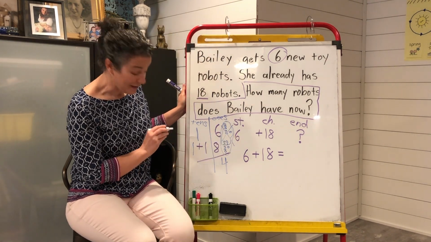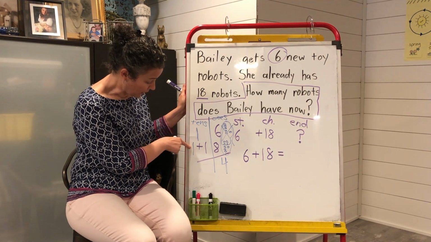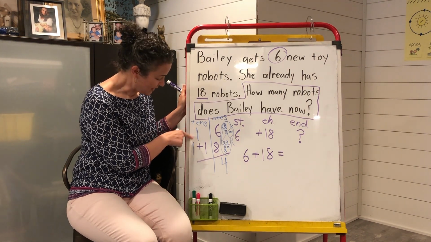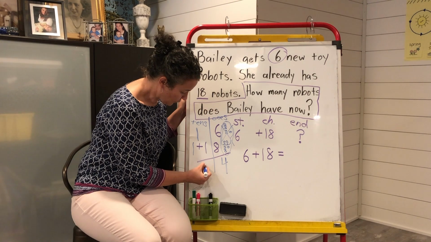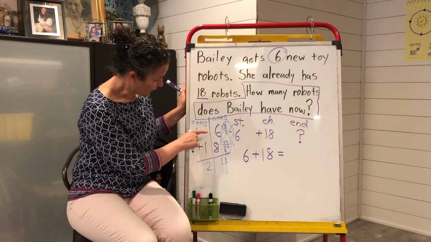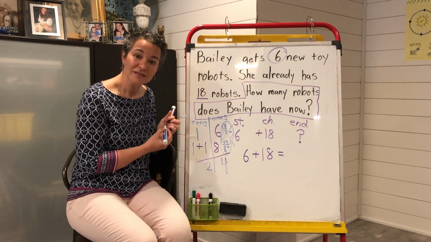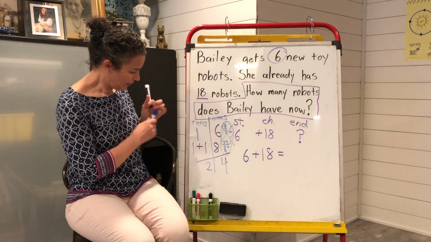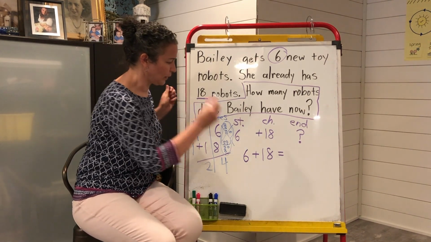I am going to cross out 10 1s because I turned those 10 1s into a 10 rod. All right, my friends, now let's add the 10s. Ready? 10, 20. So the sum, my friends, of 6 plus 18 is what? Yeah, it's 24.